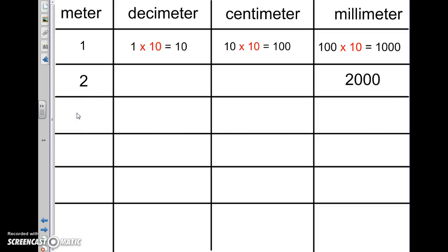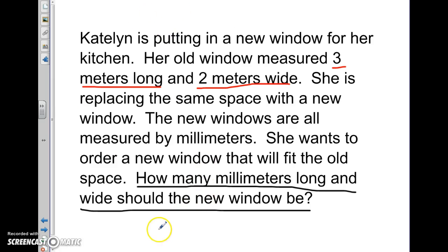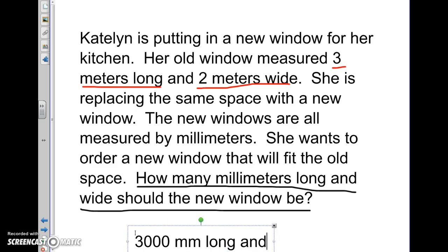And then it's 3 meters long. And again, we have to figure out that measurement in a different unit, which is millimeters. So we're going to take that 3 and we're going to multiply it by 1,000 again, right? Milli meaning thousandths, so there's 1,000 millimeters in 1 meter, which means there's 2,000 millimeters in 2 meters, and there's going to be, you guessed it, 3,000 millimeters in 3 meters. So the answer to the question is going to be, well, here I'll just type it up, 3,000 millimeters long and 2,000 millimeters wide.